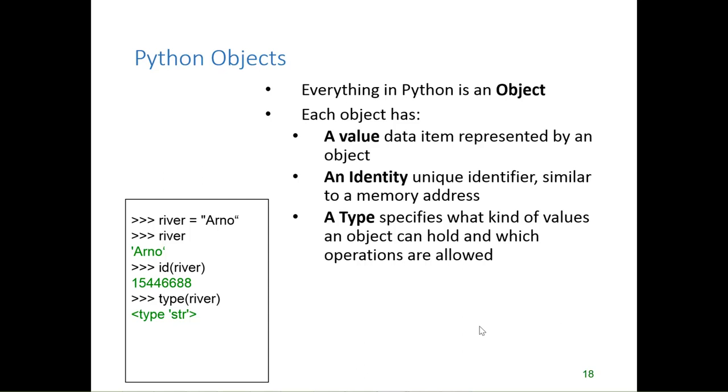Now, Python is full of objects. Everything in Python is an object. Objects have several properties. They have a value, they have an identity, and a type. So in the example over here, we have a variable that we're setting called river, and we're setting that equal to the string Arno. So when we print out river, we get Arno. Remember, we don't have to use a print statement. We can just put the variable there and hit return.